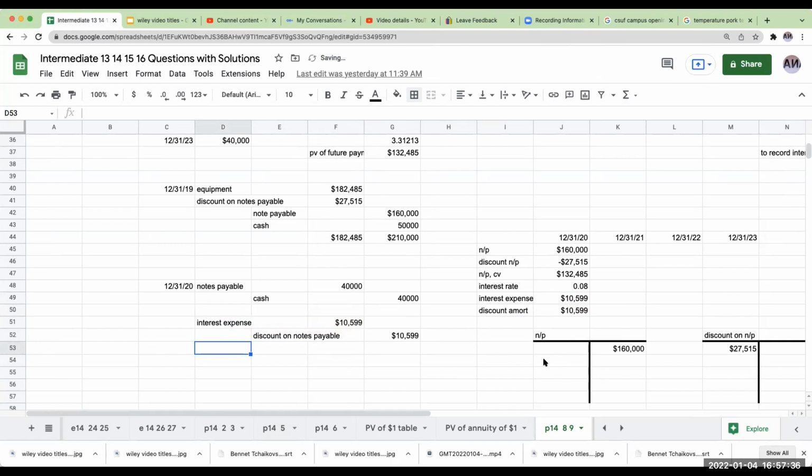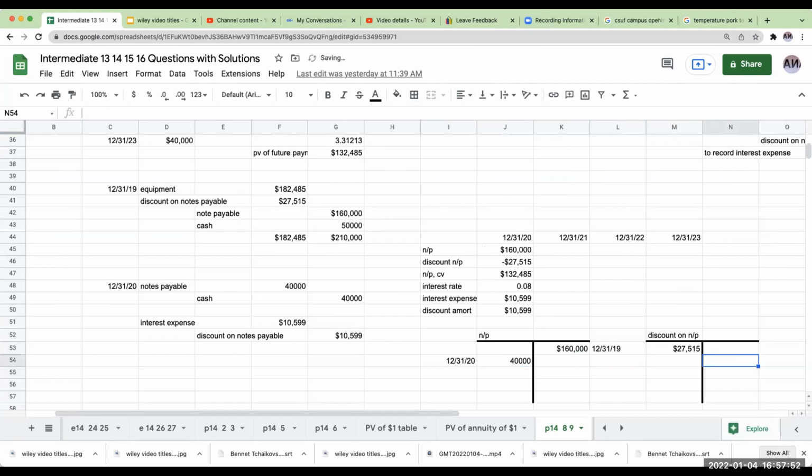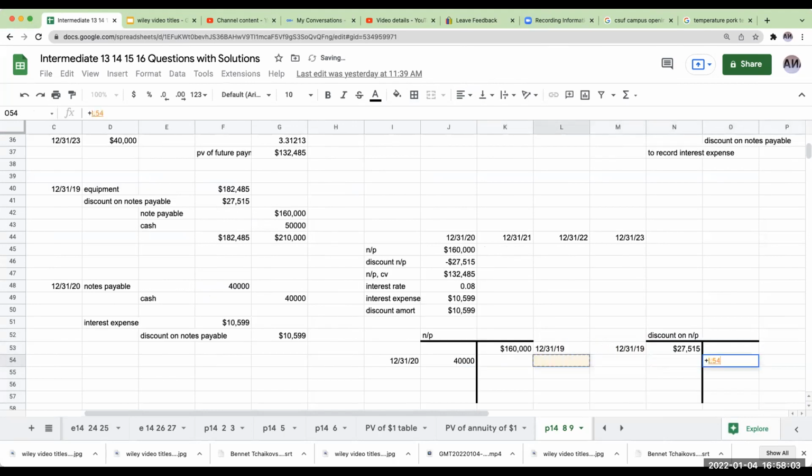Now, what happens next? So this was as of 12/31/19. So I make my first payment over here. This is 12/31/20. Okay, right over here, 40,000. And then my discount on my notes payable, this balance over here was also as of 12/31/19, and my first amortization is 10,599.